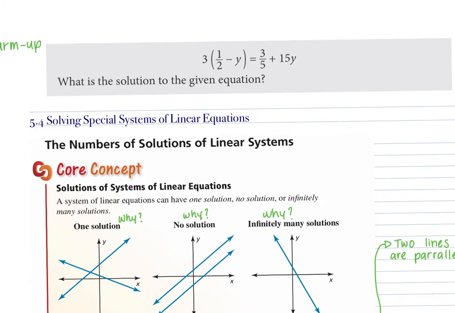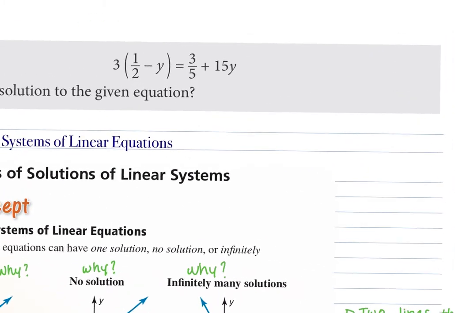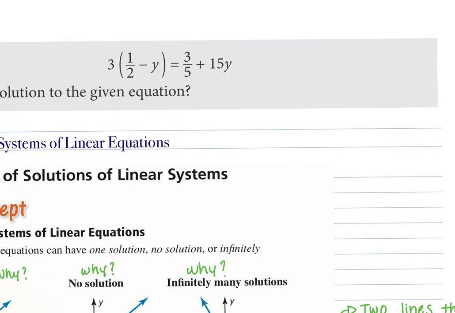All right, first things first, let's go over the warm-up. So in the warm-up, the first thing you should have done for this problem, or what I would have done, was distribute that 3. You can divide both sides by 3. Don't recommend that because then you're gonna get even nastier fractions on the right side, but to each their own.